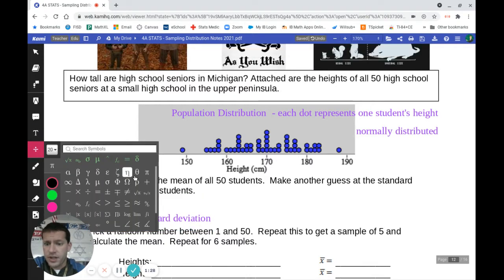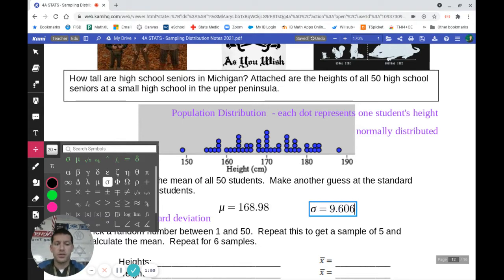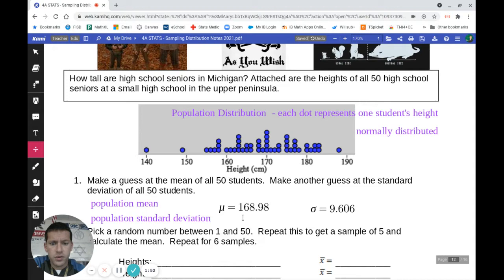So we're going to go over to our equation editor, and we want to know the population mean, which is mu. And in this case, our population mean is 168.98 centimeters. And then our population standard deviation, which is sigma, is 9.606. We're going to put those right next to their meanings. Population mean is mu, and population standard deviation is sigma.